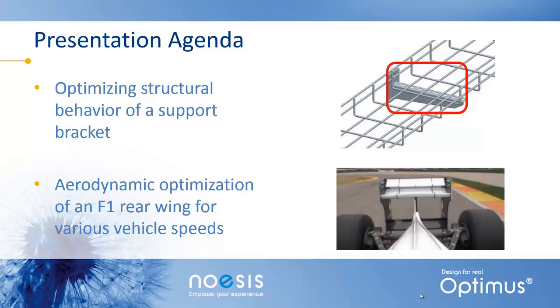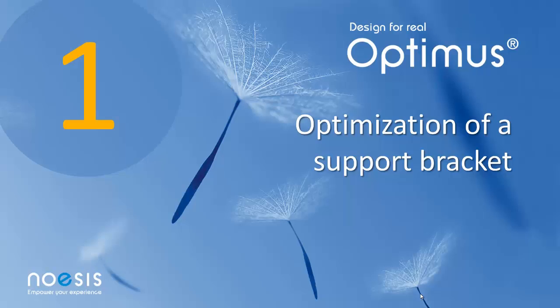So we'd like to point out these features with two case studies that we'll show you today. The first is the optimization of a support bracket for a cable tray that you can see there in the upper right. The second is an aerodynamic optimization of an F1 rear wing. The interesting thing about this case, as you'll see, is that we are able to optimize over a range of speeds, and we do a robustness analysis.